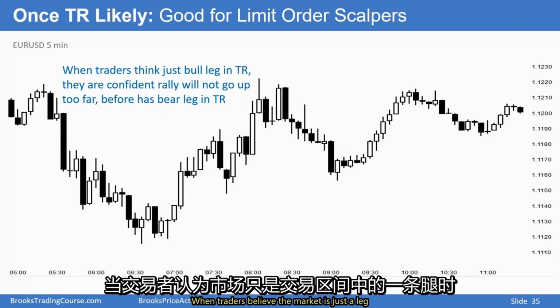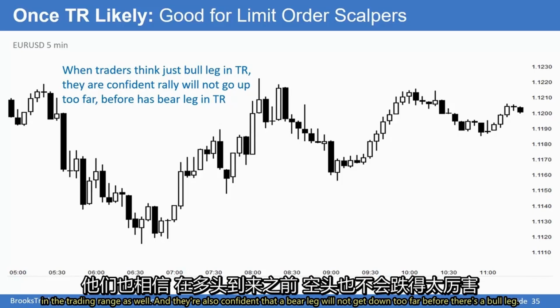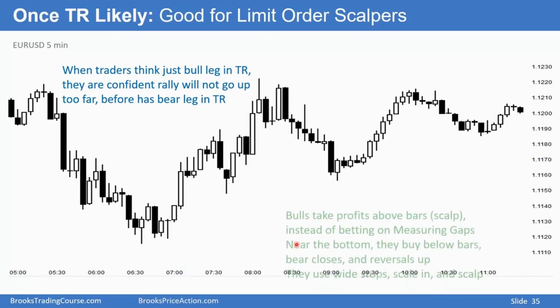When traders believe the market is just a leg in a trading range, they're confident that a rally will not go up too far before there's a bear leg in the trading range as well. And they're also confident that a bear leg will not get down too far before there's a bull leg. They're looking to buy low, sell high, and take quick profits, scalp.